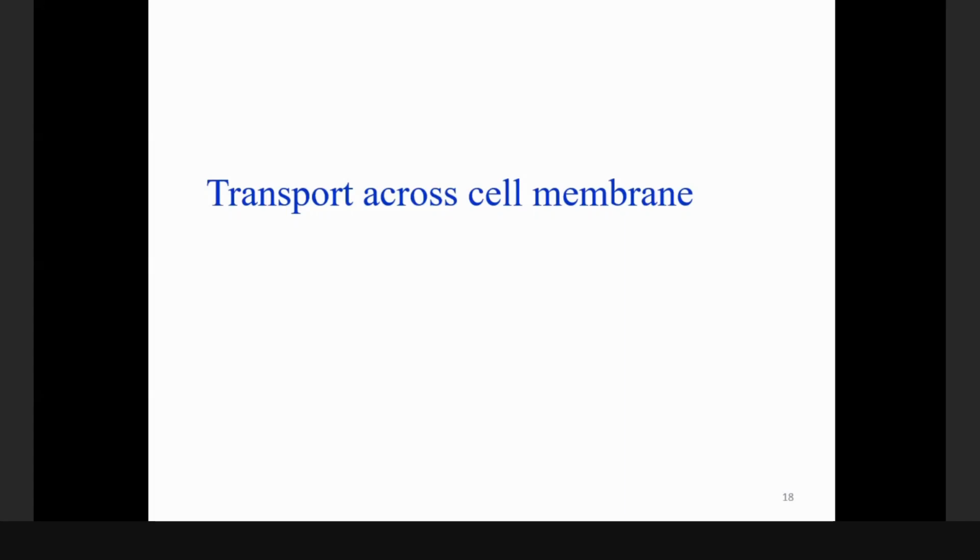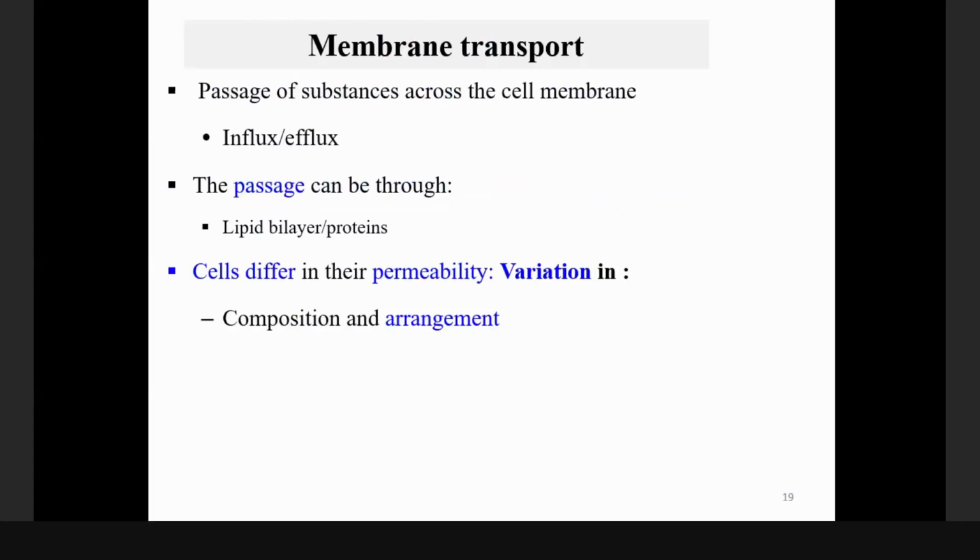Okay, so now we turn to the transportation process across the cell membrane. Transport across the cell membrane is the process by which substances enter into the cell. That's called influx. When a substance enters into the cell, it is called influx, which is different from phagocytosis. Phagocytosis is when substances enter into the cell in a bulk mass.